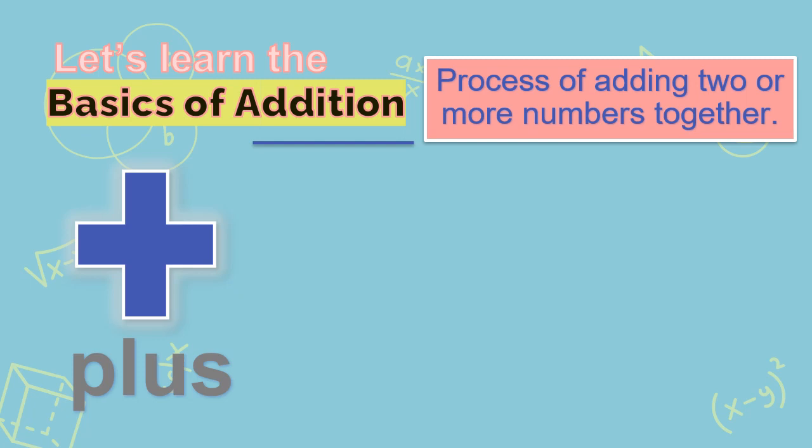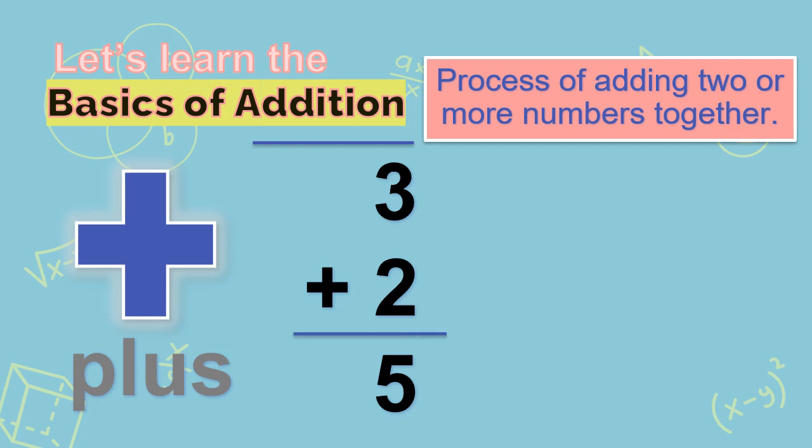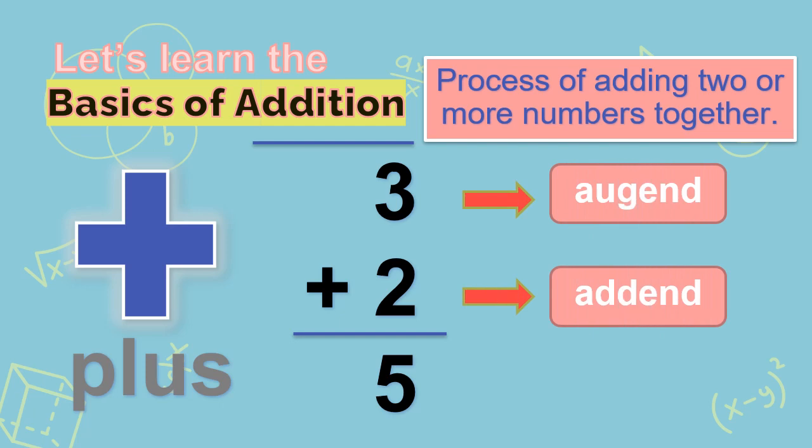We have 3 and 2 equals 5. 3 plus 2 equals 5. 3 is called the addend and 2 is called the addend. And 5, the answer, is called the sum.